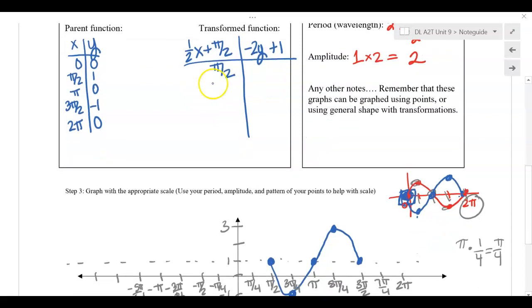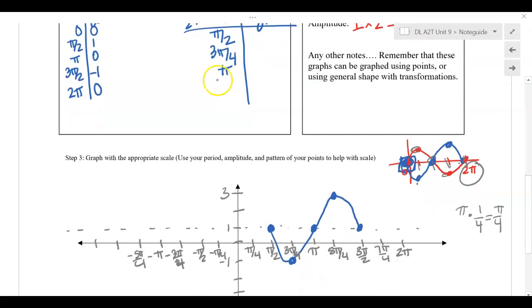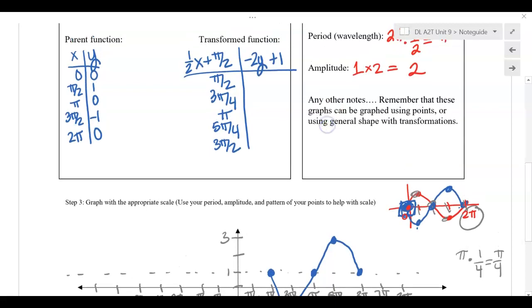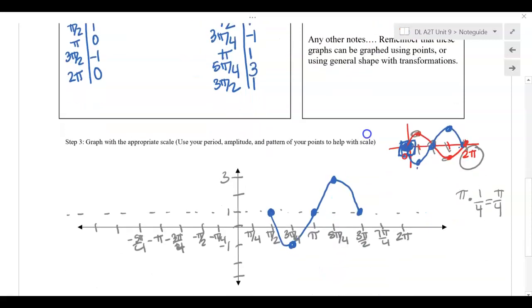And then when you do that, you would get these points. And you notice they should match what we have over there. I'm making sure here. Okay, and then plot them.